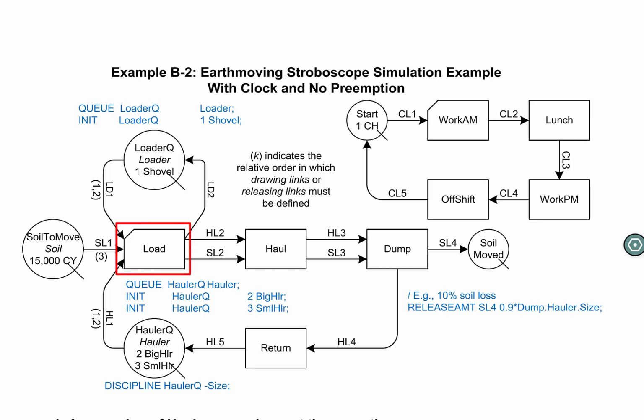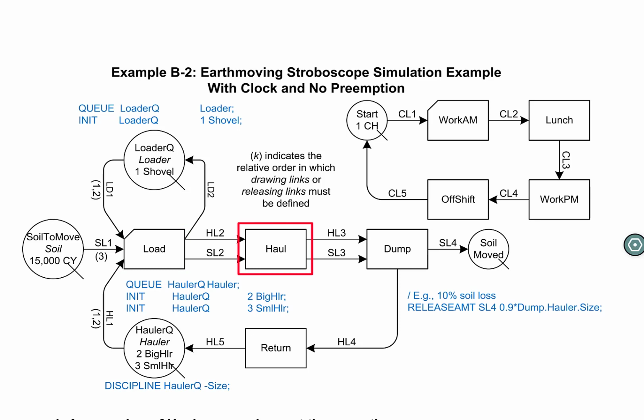When that instance terminates, it will return the loader through link LD2 to loader queue, and it will also create an instance of activity haul to which it will pass the hauler that was in the instance of activity load through link HL2 and the soil that was in the instance of activity load through link SL2. The end result is that the new instance of activity haul will contain a hauler, and it will also contain the amount of soil that it carries. Specifically, for the first instance of activity haul, it will contain one big hauler and 20 cubic yards of soil.